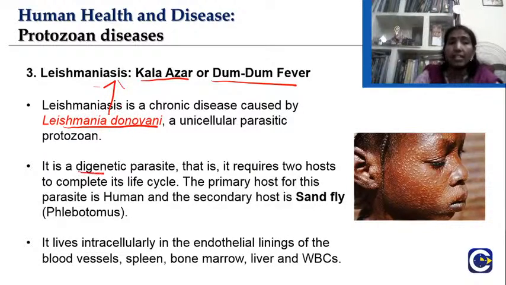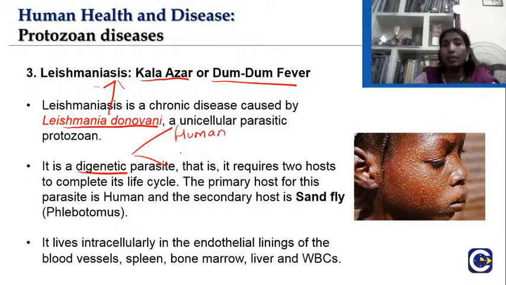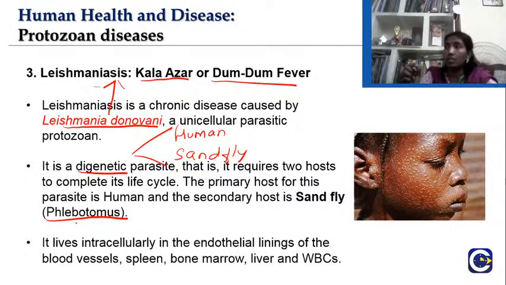Again, it is a digenetic parasite, which I already told you. That means it is going to affect the human and it is going to have a life cycle. One part is in the human, the other part is in the sandfly. The sandfly is called the phlebotomus. So they can ask you, phlebotomus causes which type of disease? They can give you the option. So it is leishmaniasis, kala-azar we say.